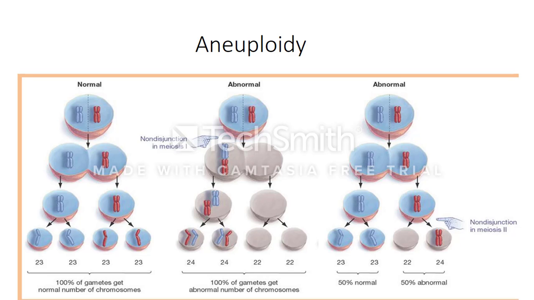So you can see how a female that reproduces at 40 years old has a higher chance of having offspring with a trisomy or a monosomy, any type of aneuploidy, than does a female that's reproducing at 20 years old. And there are statistics to show that this is actually true.